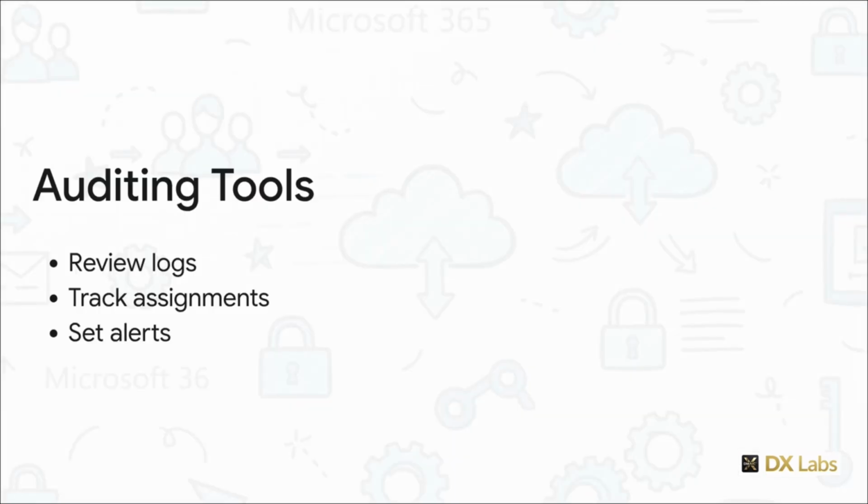You wouldn't just lock the doors at night. You leave the security cameras running 24/7 to record exactly who opens the cash register and when. Well, in Microsoft 365, your security cameras are your monitoring and auditing tools. First, you'll review audit logs in the Microsoft Purview portal. This gives you a really comprehensive record of all admin activities and role changes, helping you spot any unauthorized behavior.